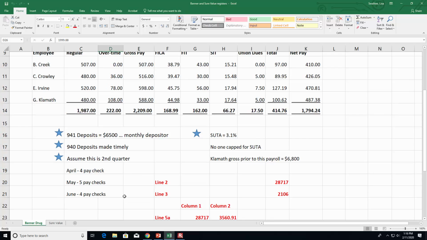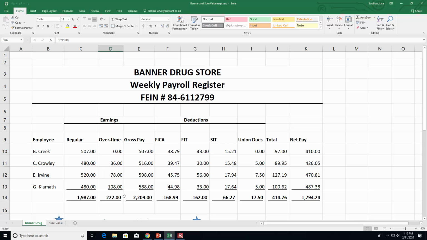Okay, so I need you to fill out the first couple lines. The first line asks how many employees I have. The second line asks what the gross wages for the quarter are.